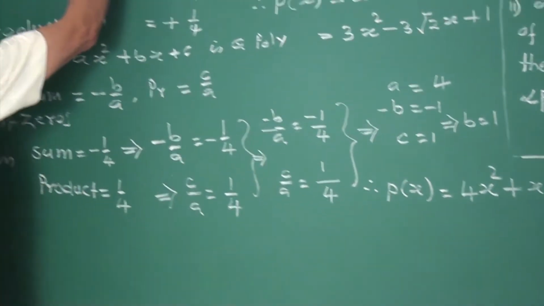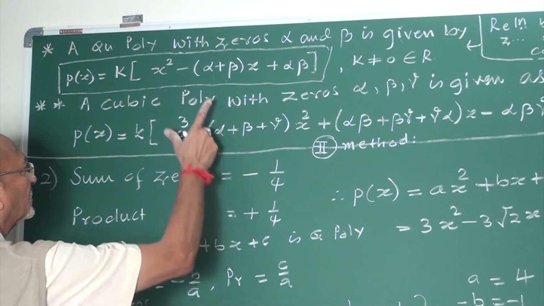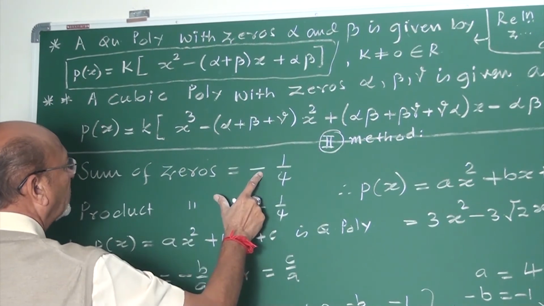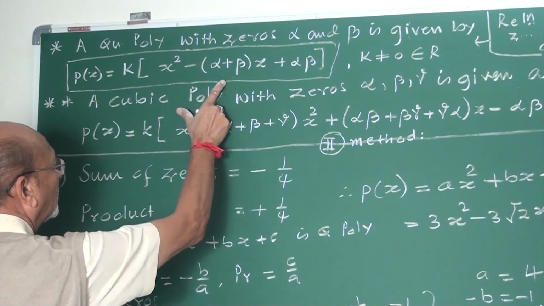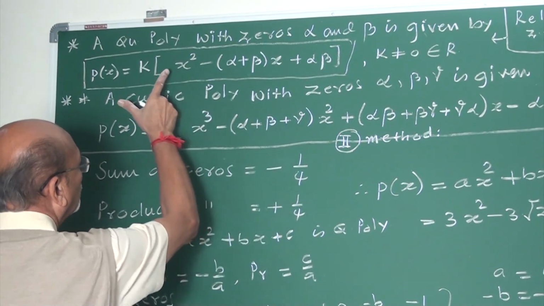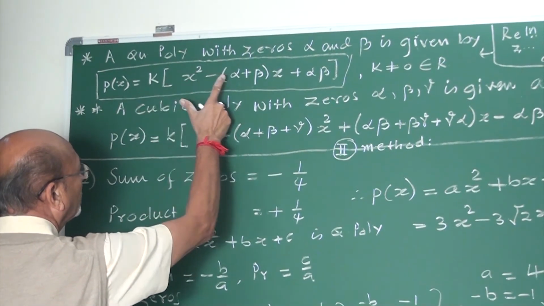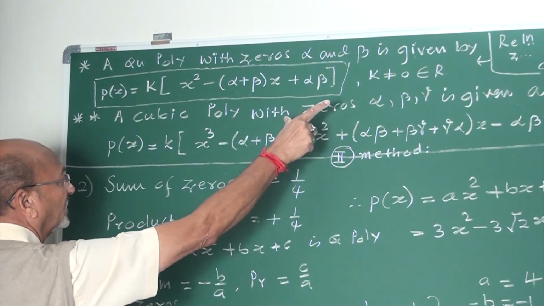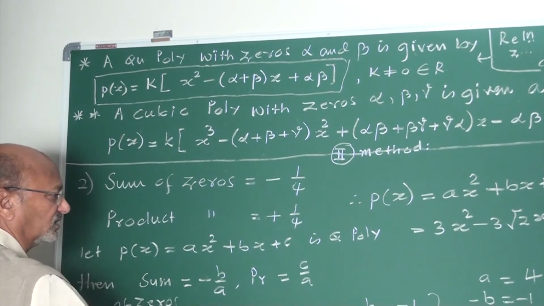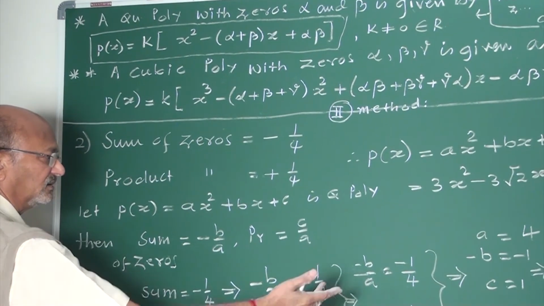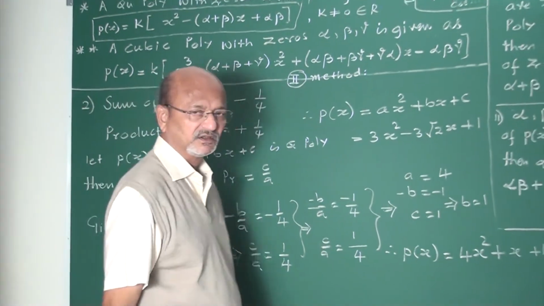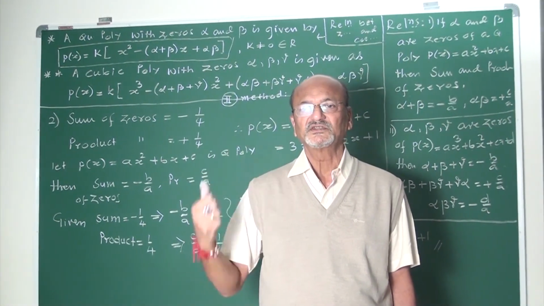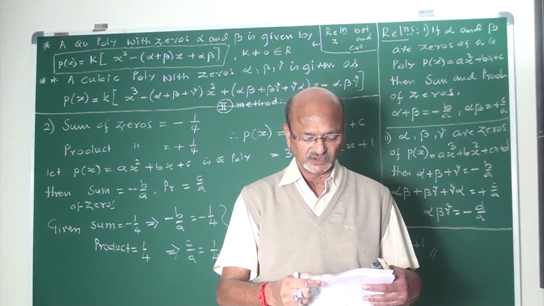Otherwise, you can directly substitute here. What is this, my friend? Minus 1 by 4 into x. What is this? Plus 1 by 4. This minus with this minus gives plus. Denominator 4. Cross multiplication: 4x squared plus x plus 1, upon 4. If k is 4, why k is any real number? If k is 4, you get what? That is the required quadratic polynomial, my friends. This is how you have to find the polynomials in such cases, my friends.